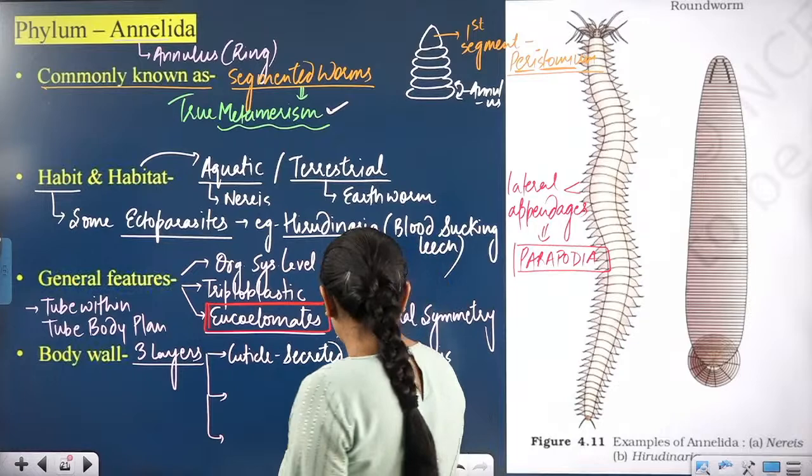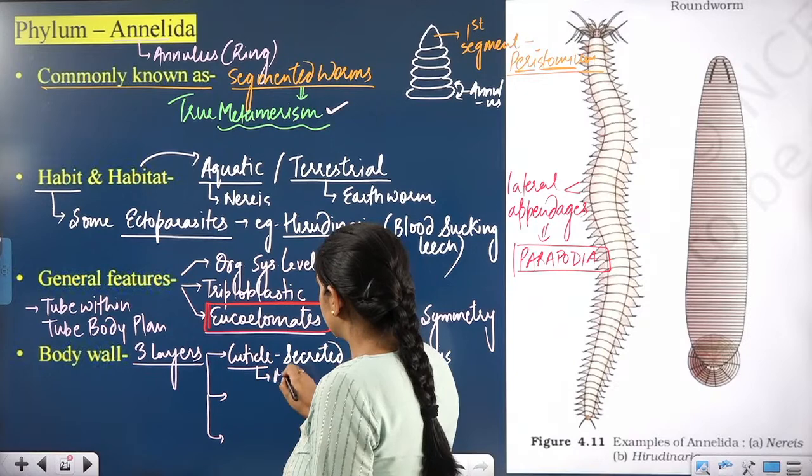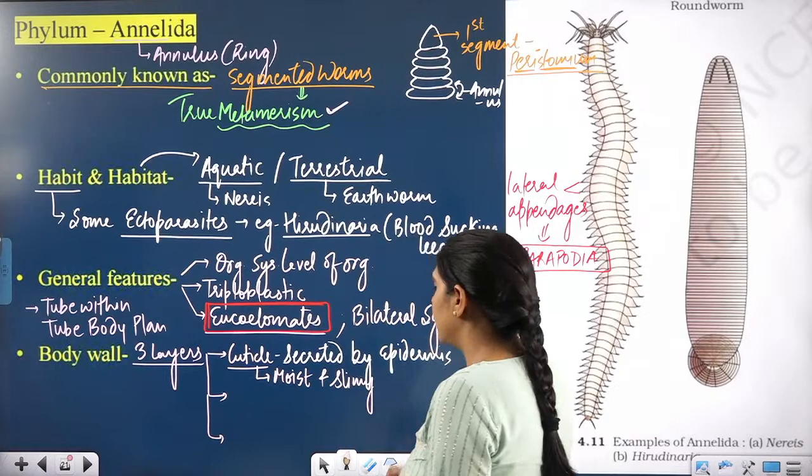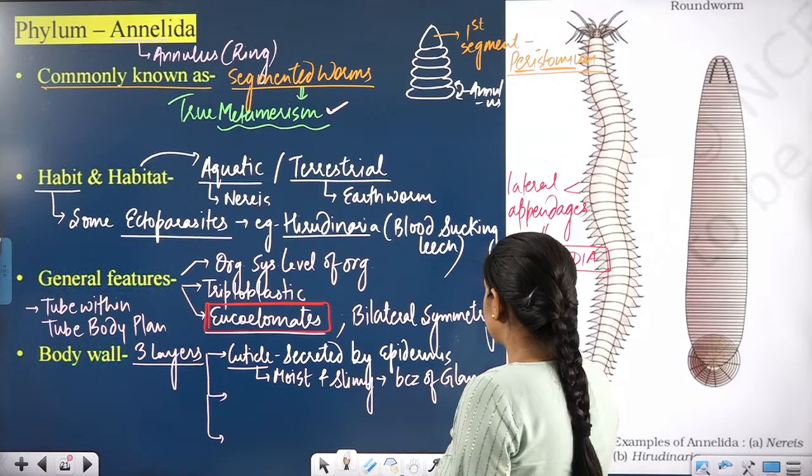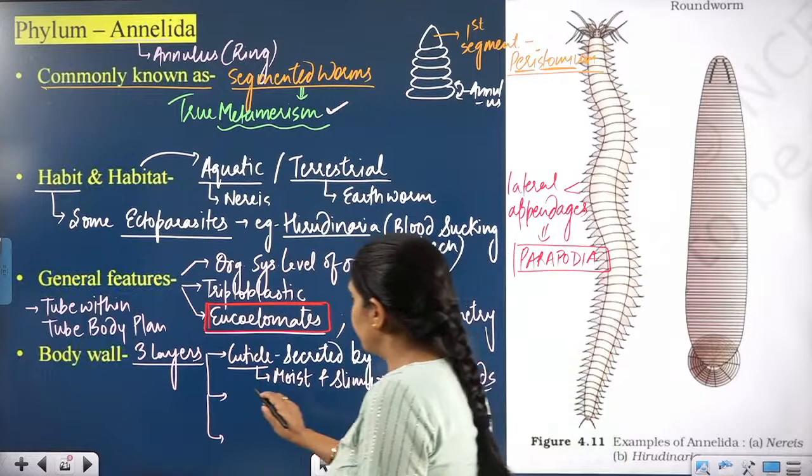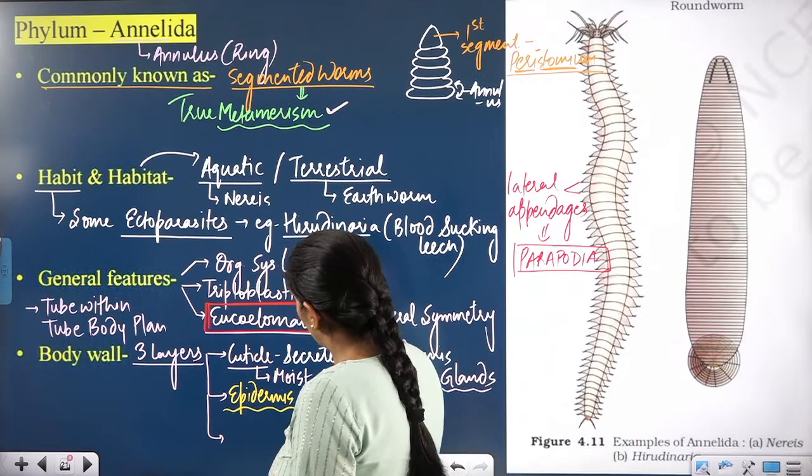Alright, and the cuticle is moist. It is moist and slimy. Why is it moist and slimy? Because of glands in the epidermis. These glands are present in the epidermis. So the next layer is epidermis. This is made up of columnar cells, single layer of columnar cells.